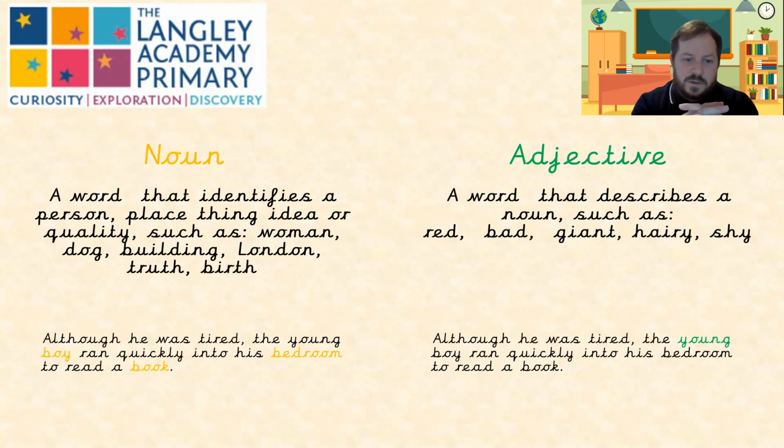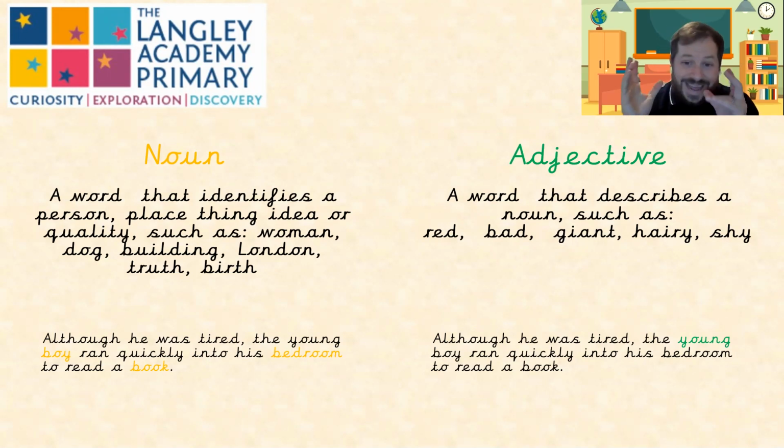Now, in our sentence, although he was tired, the young boy ran quickly into his bedroom to read a book. There are three nouns. We have the boy, who is a person. It's not a proper noun because it's not the name of him, but it is a common noun, boy. Bedroom, as it is a place, and book, as it is a thing. All of these are common nouns. They're not the name of a particular place or a particular person. Therefore, they don't need capital letters.